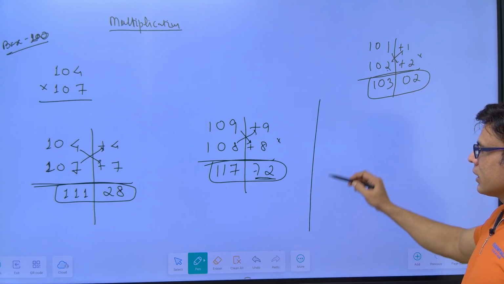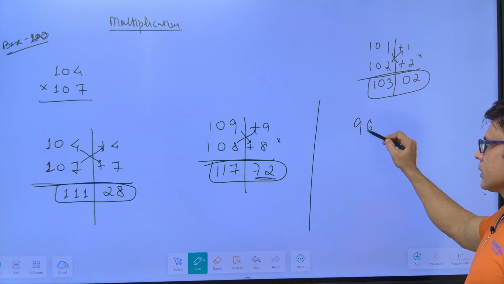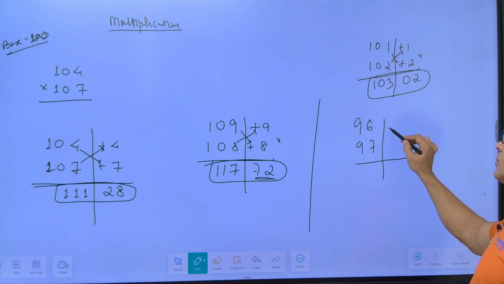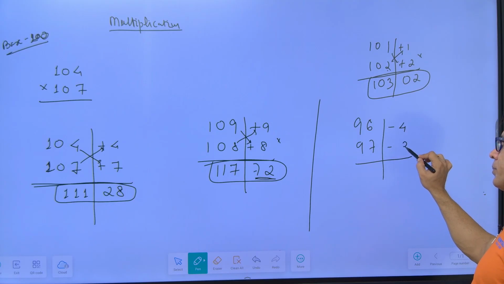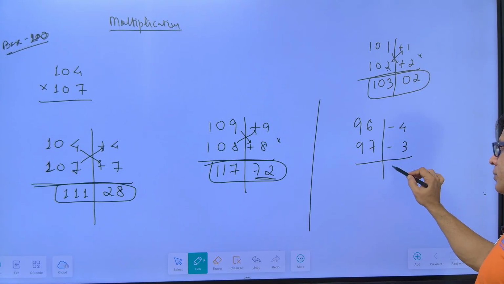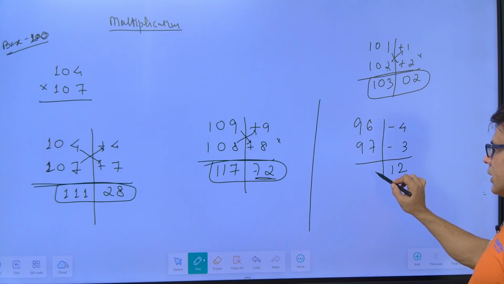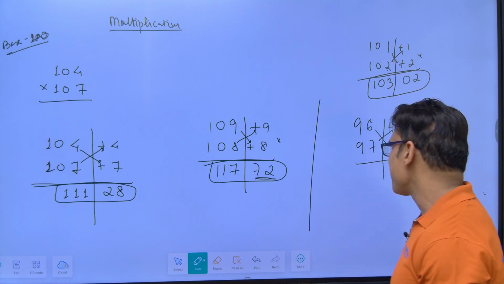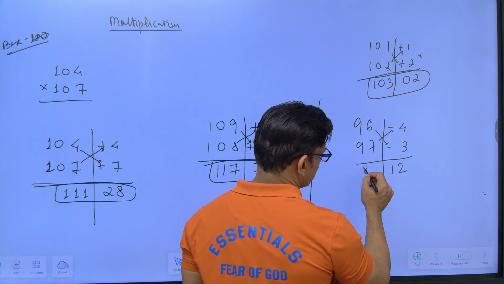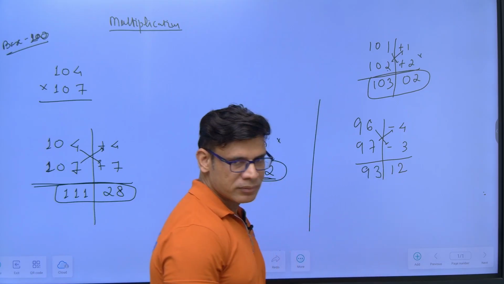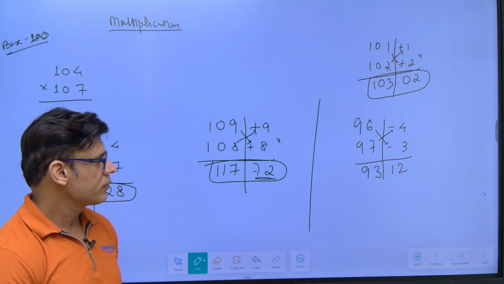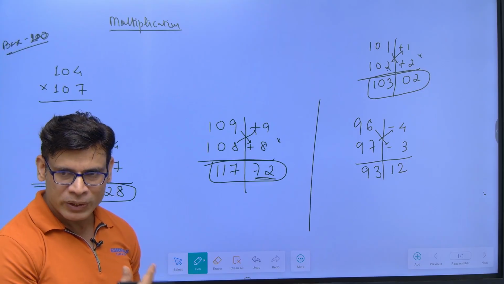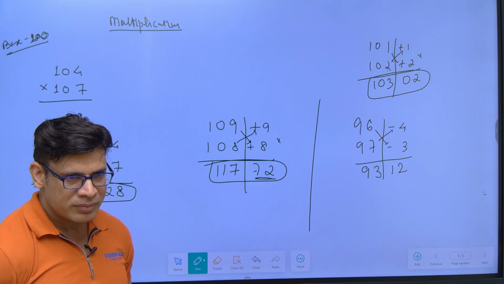You can also take some numbers which are less than 100. Let's say 96 into 97. How much is this less than 100? Minus into minus is plus. 4 threes are 12. And here either this minus this or this minus this. Both will give the same answer. 97 minus 4. This is clear. You have to do exactly the same thing.